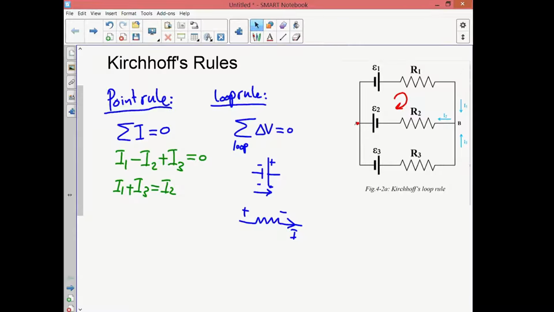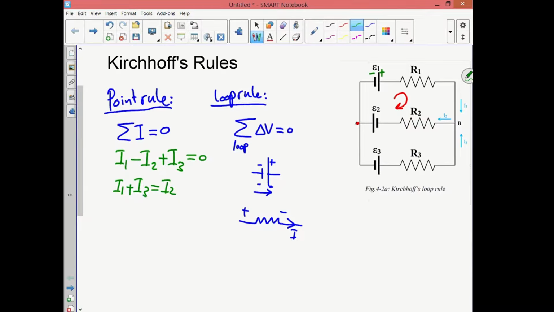Now before we start applying the rule, first we want to represent any point that has high potential with a plus sign and any point that has low potential with a negative sign. We will do this for each of the circuit elements that we have. So first of all, for the battery E1, always the positive side of the battery has high potential and the negative side has low potential.